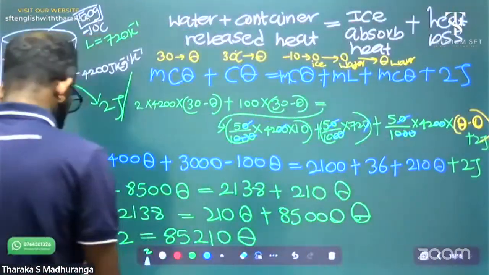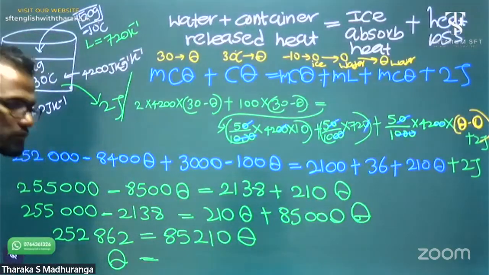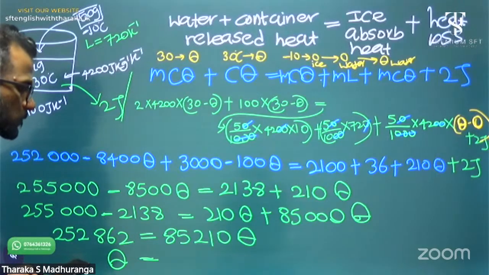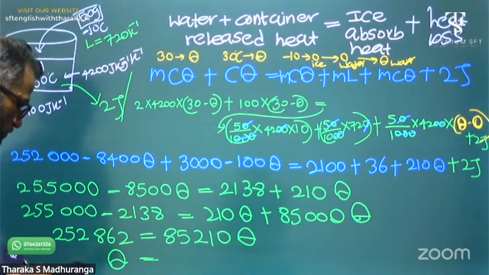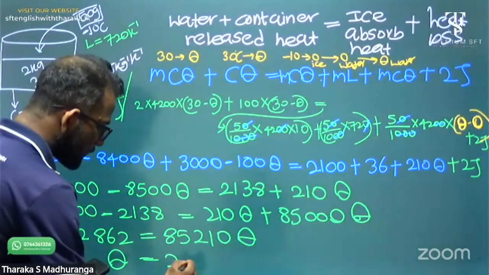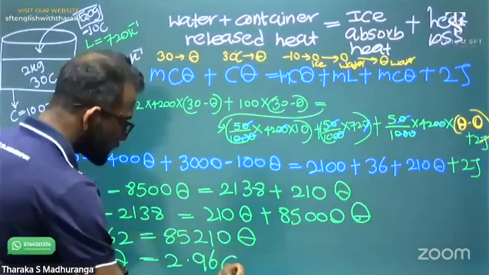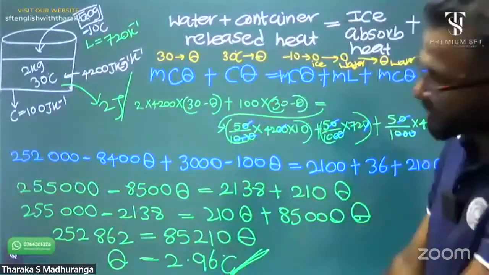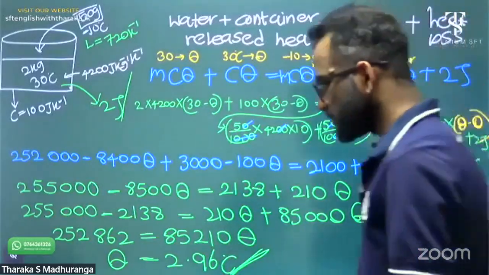Okay. Now I want theta, the final temperature. Now you can divide. Yeah, the final temperature is 2.96 Celsius. That's one calculation.